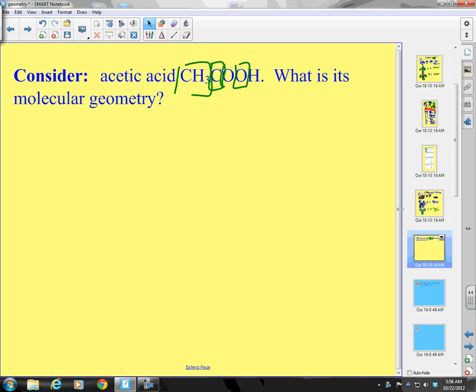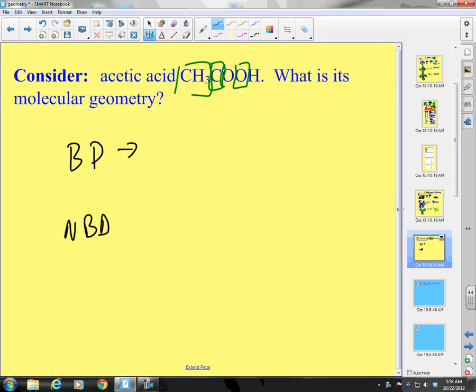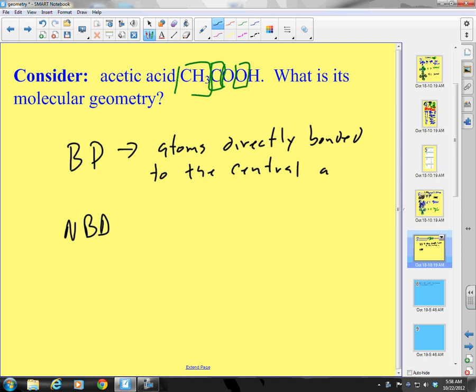Well, here we go again. Last time we learned a little bit about molecular geometry, and we said, hey, if we could figure out bonding domains and non-bonding domains, we could use a chart to predict the shape of the molecule. And what did we say bonding domains were? Well, we said these are atoms directly bonded to the central atom, right?